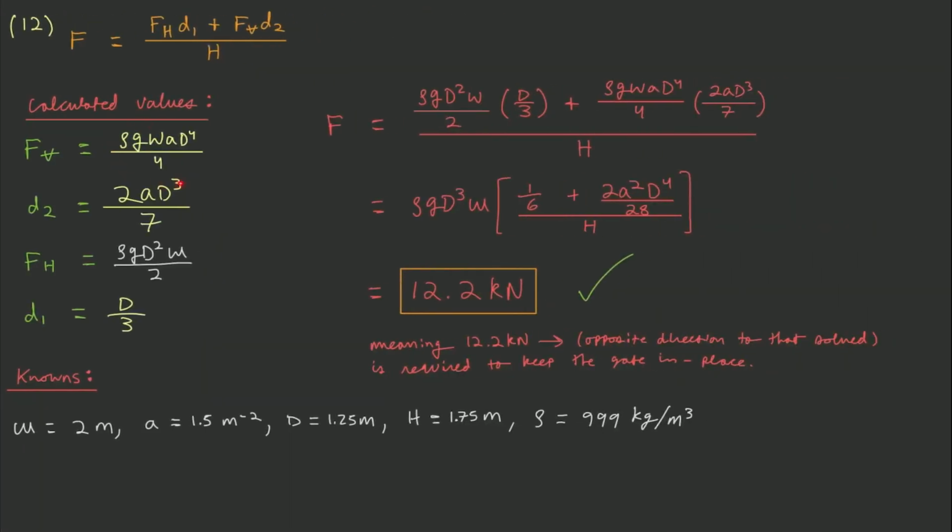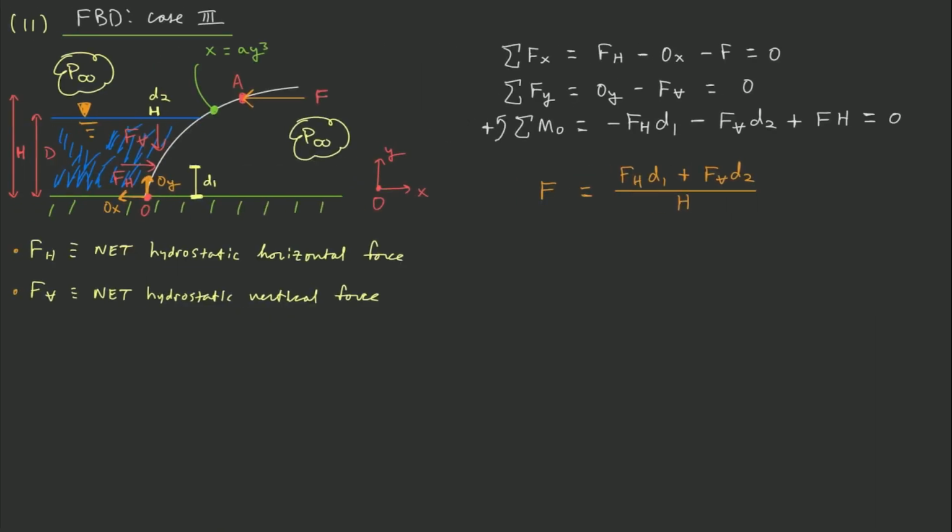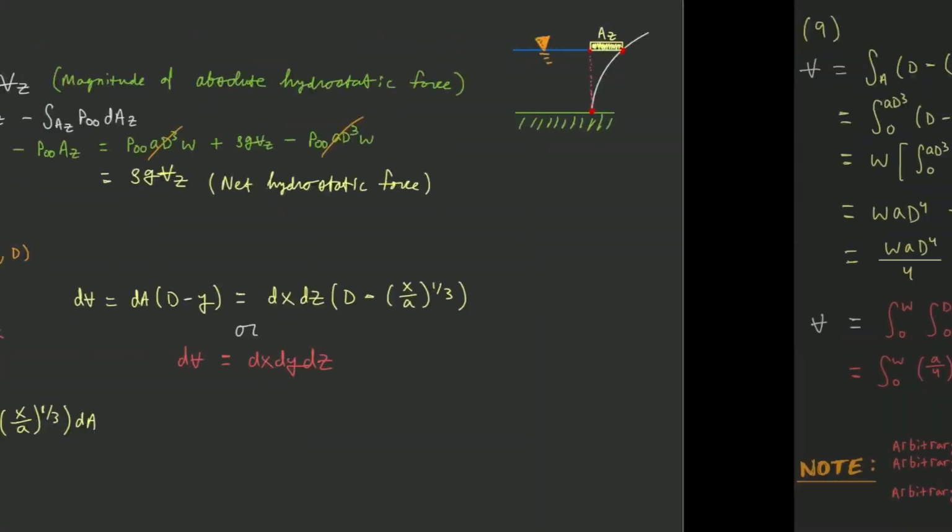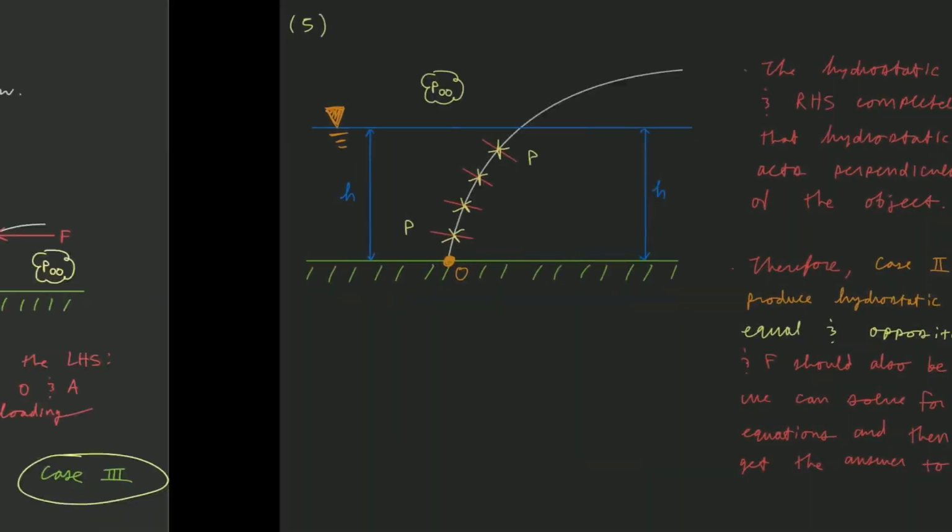So we have our calculated values for FV and D2, FH and D1. We have our knowns, and we plug those values into this equation from the sum of the moments, and we find that F is equal to 12.2 kilonewtons. So we found that we need to apply 12.2 kilonewtons to the left, as shown right here, to keep this gate in place. This isn't really the problem we care about. We care about case 2. This is case 3.